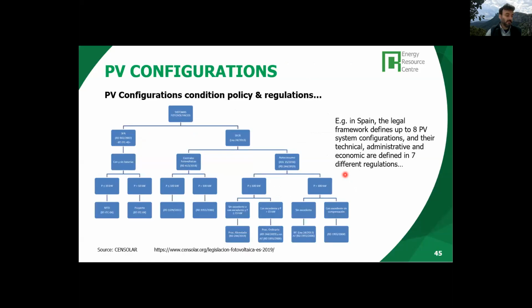Just to let you know, according to the Spanish regulations, all this multiplicity of configurations has led to several types of regulations. In Spain, for photovoltaic systems, we have the autónomos, which is the off-grid, and the grid connected. So we have all.